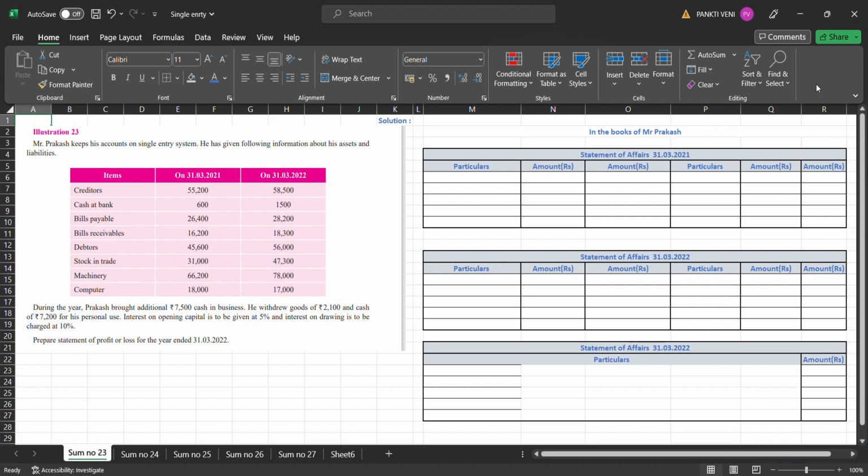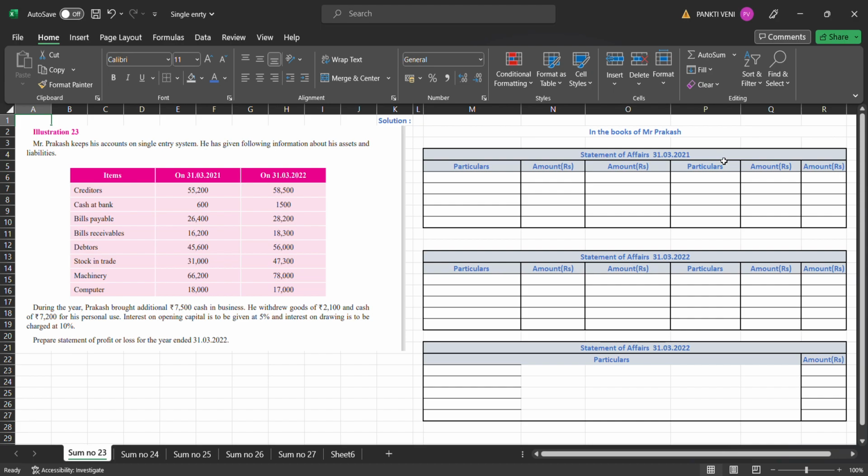This sum comes for around 7 to 8 marks, maximum. You can even expect small 2 marks, 1 mark questions from this chapter. This chapter is very important. At the same time, it is very easy to solve sums from this chapter. So I'll not take much time and I'll move ahead.